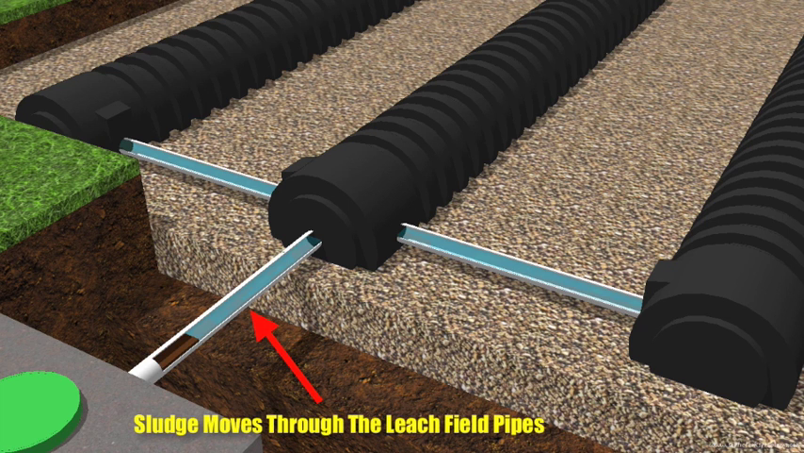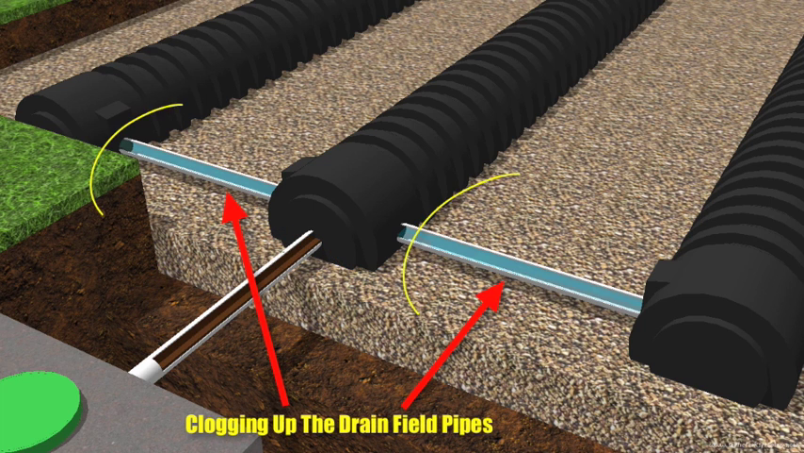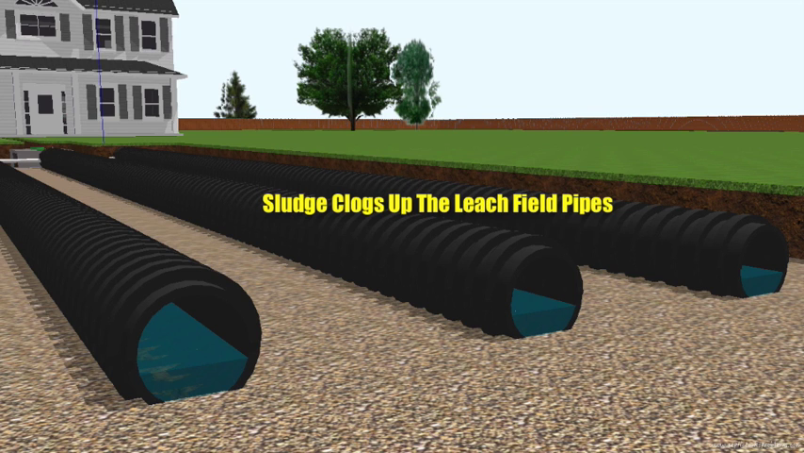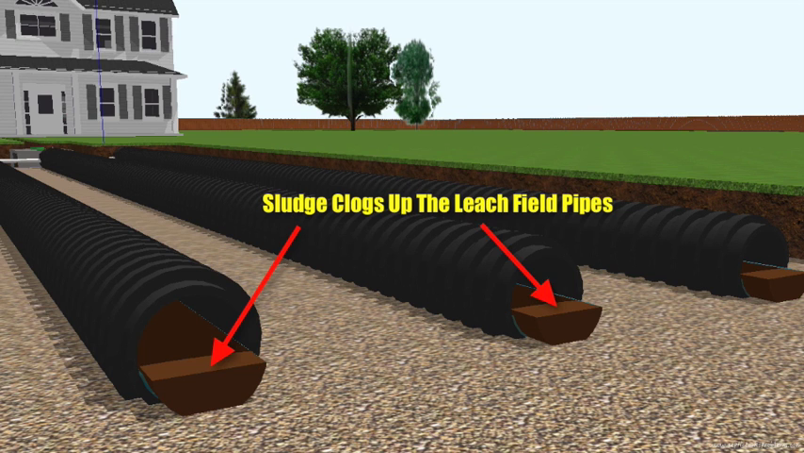The sludge makes its way from the septic tank through the small pipes that are connected to the drain field pipes. This sludge completely clogs up the pipes, restricting the flow of the wastewater. And when the sludge reaches the drain field pipes, it clogs up the entire system, trapping the wastewater so it can't be discharged or treated in the gravel or the soil anymore.